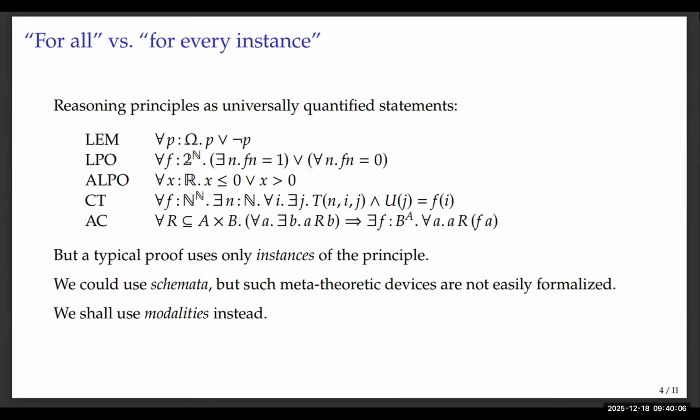So in fact, that would be one possible solution: don't assume universally quantified statements like for all P, P or not P. Instead, you should have a schema. So every instance becomes an axiom. This is fine if you're a logician, but if you're going to formalize things, that is not going to be easy, because that is a meta-theoretic device. And meta-theoretic devices are not so easily formalized.